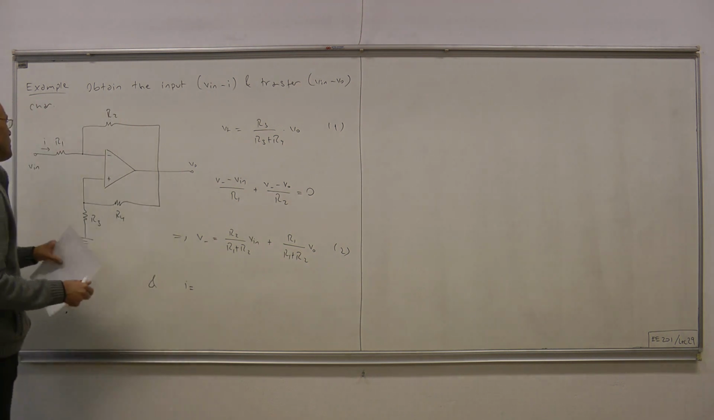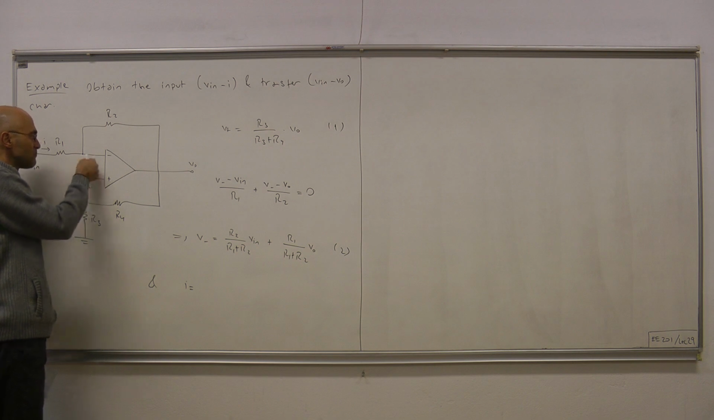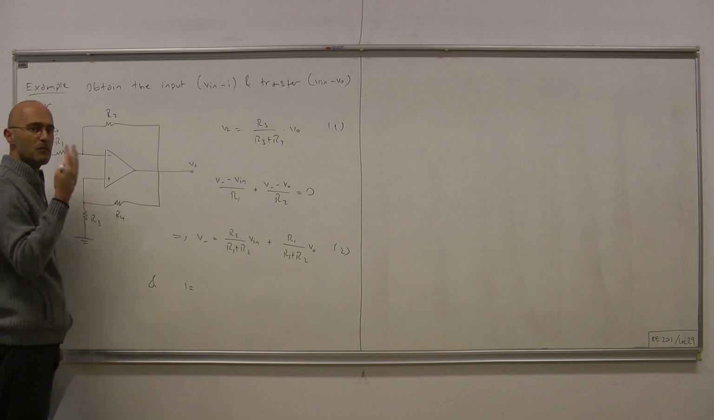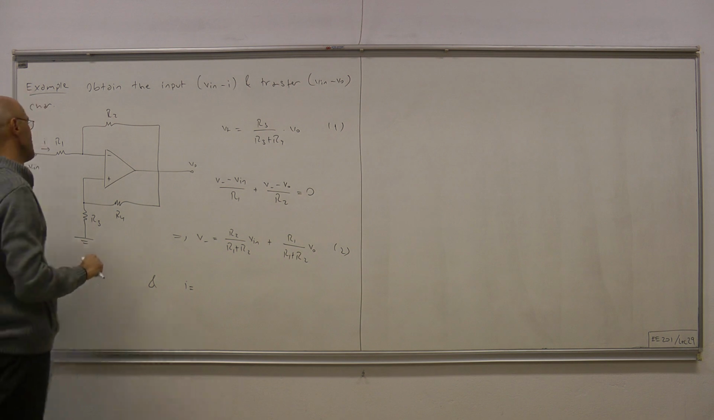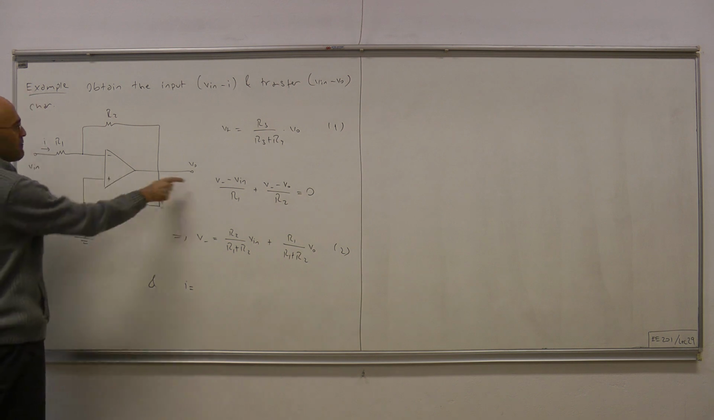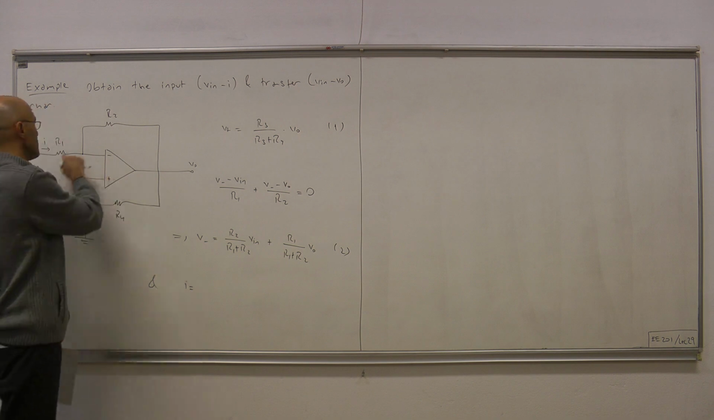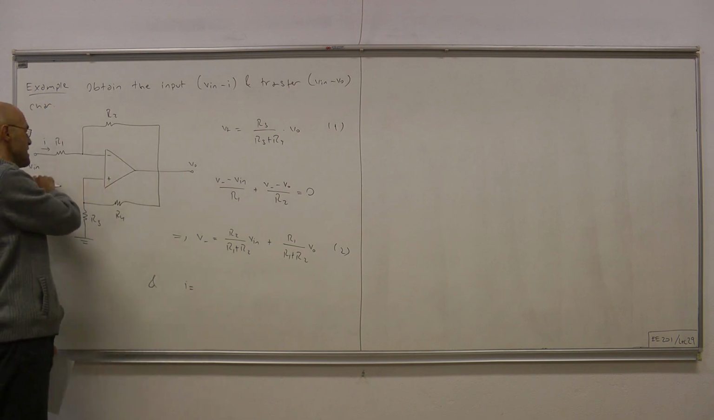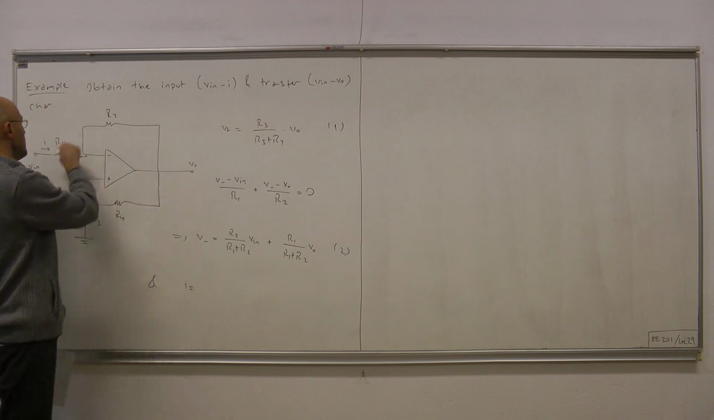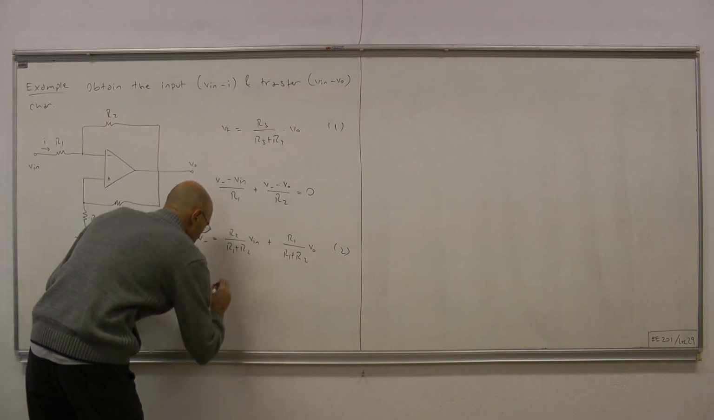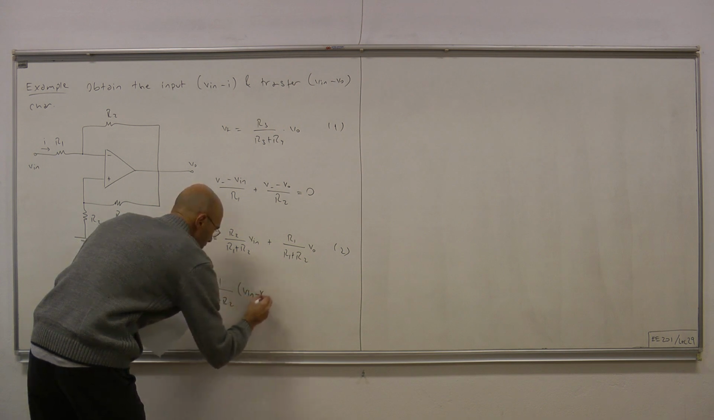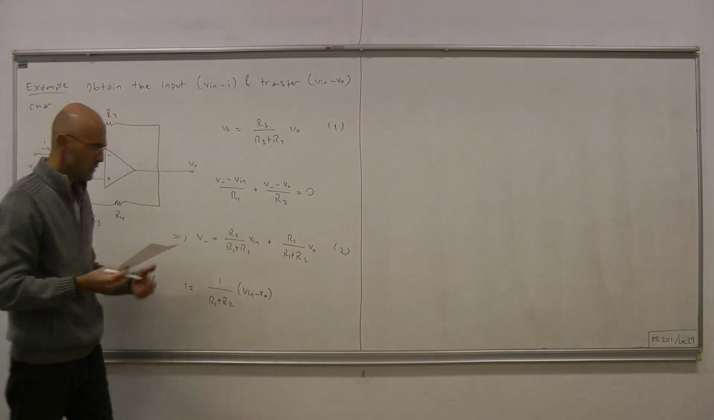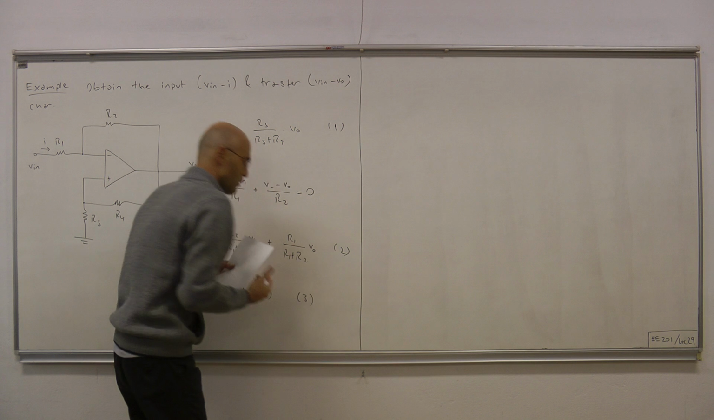But there's an even shorter way. Since there is no current escaping to the op-amp through this wire, we can ignore that wire. That is, we can replace it by an open circuit just for analysis purposes. Then what we have is V in here, V out here, and the resistance in between is R1 plus R2. Therefore, this current must be V in minus V out over R1 plus R2, that is, 1 over R1 plus R2 times the difference between the voltages. Let's call this equation 3.